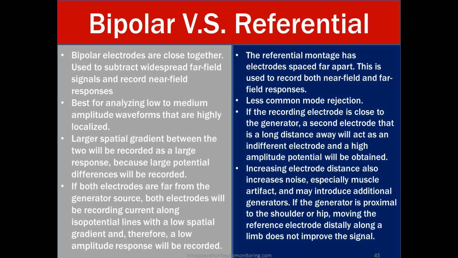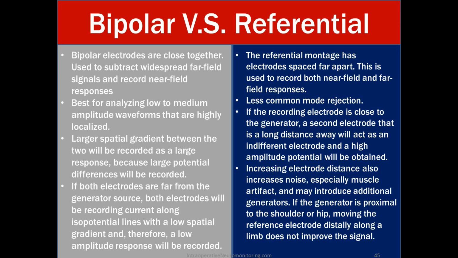Bipolar versus referential. This is how we're going to set up our recording electrodes. A bipolar electrode setup has electrodes very close together. They're used to subtract widespread far field potentials and record near field responses. I'll show you in a later slide why that's important, and how just changing from a bipolar to a referential montage changes the recordings that we have.